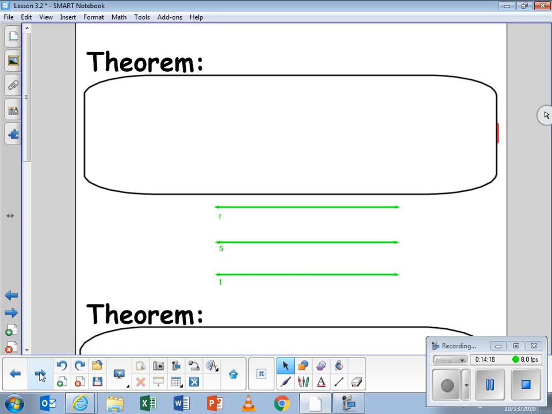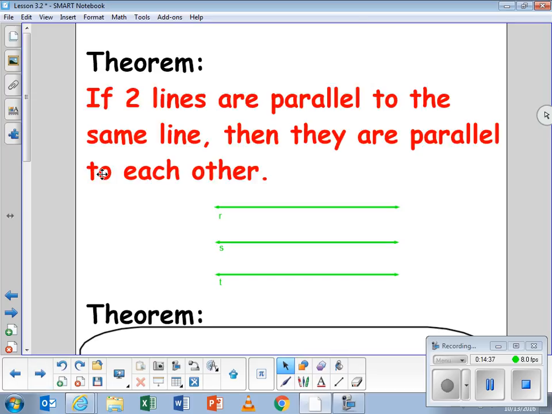Moving on. We have a couple more theorems here. They don't have names to them, do they? No. It's difficult sometimes. They don't have names, and sometimes they're long-winded. What do I mean by long-winded? They say a lot of stuff, right? This one talks about two lines being parallel to the same line. So you see we have in this picture lines R, S, and T. If two of these lines are parallel to the third line, then they are parallel to each other.